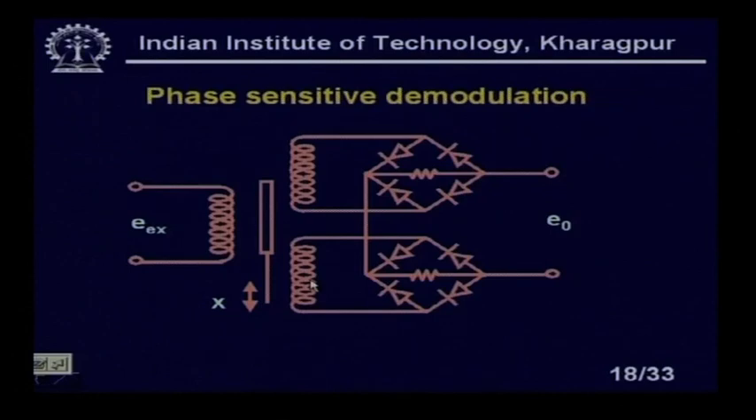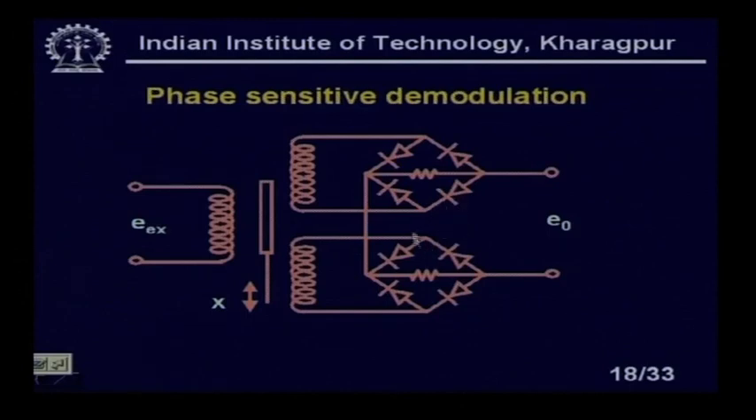You see, this is a phase sensitive demodulation circuit. Each half is rectified with a full wave rectifier. Whether this side is positive and this side negative, or this side more positive and this side more negative, the current flows in the same direction through the resistance R. Similar is the case in the lower half, that means in the other secondary. So, these two voltages we are making an algebraic sum.